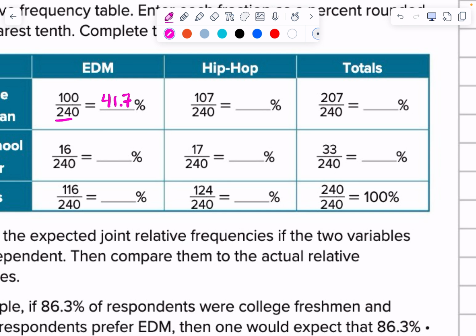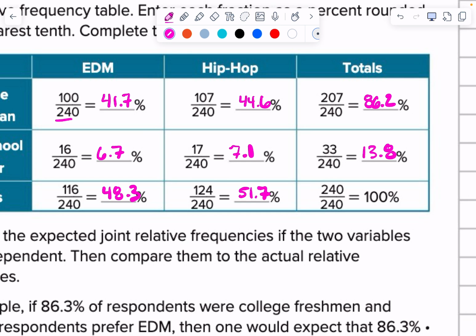41.7%, okay? Keep going to the right. 44.6. Then 86.2. Then 6.7%, 7.1, 13.8. Then 48.3, which is rounded differently, but whatever, it's fine. Then 51.7, and 100%. All right, this is my relative frequency table, just given off the stuff above.